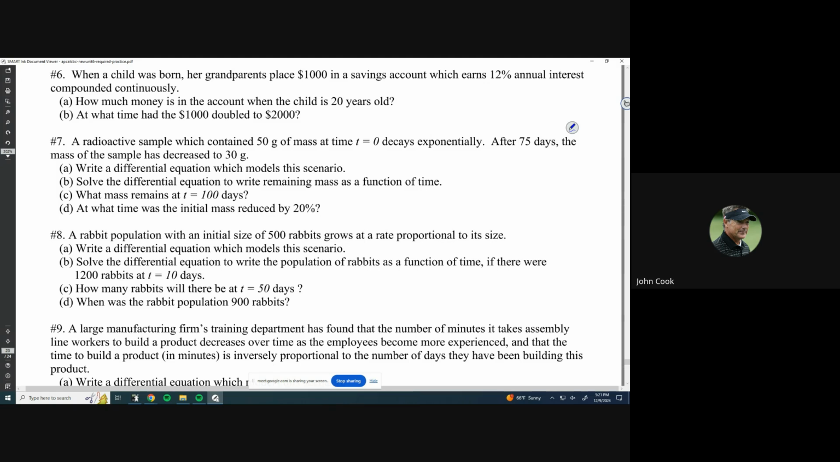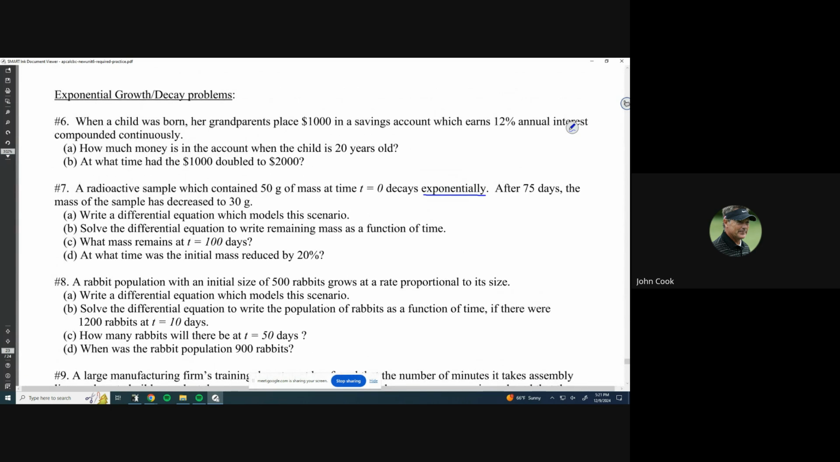All right, so number 7 says a radioactive sample which contained 50 grams of mass at time t equals 0 decays exponentially. Well, if it decays exponentially, we already know a lot about it. So, for example, if we have to write a differential equation around this, it's going to look something like this. Let's say the amount of mass that it has, we'll call it A. If it decays exponentially, then the rate of change of the amount of mass that we have over time is going to be proportional to the amount of mass that we have. So part A, that's how we write it up.